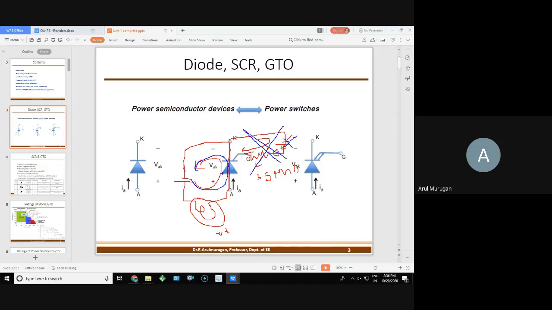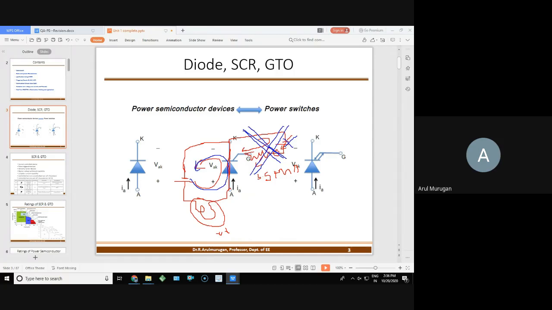Then how to turn off the SCR? Even if you remove and turn off the triggering circuit, the lamp never turns off. Why is the lamp not turned off? Because the switch is closed. The switch is on. Only if you turn off the switch will the current stop flowing. How to turn it off?